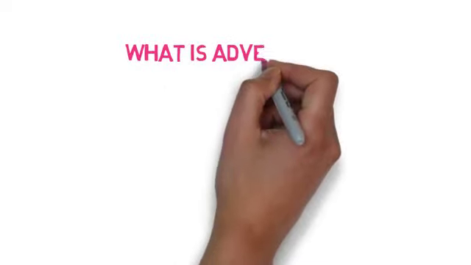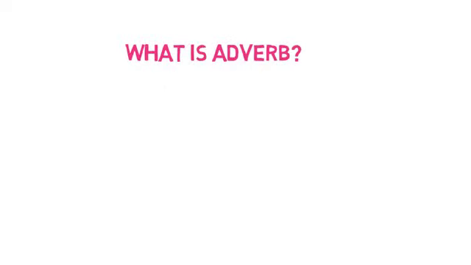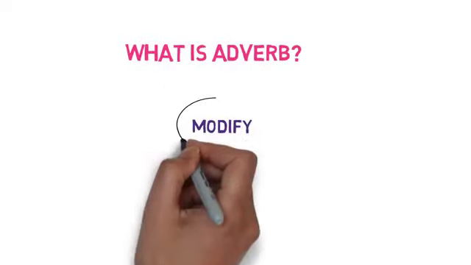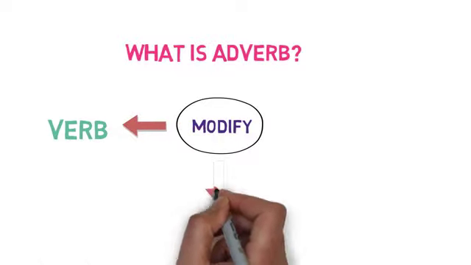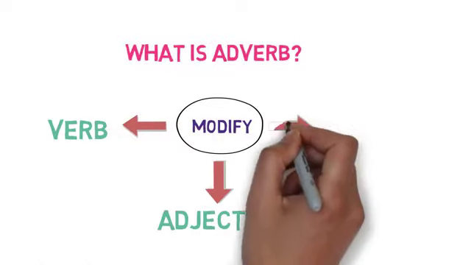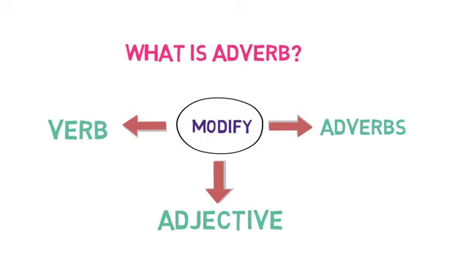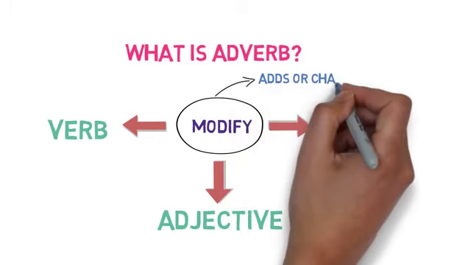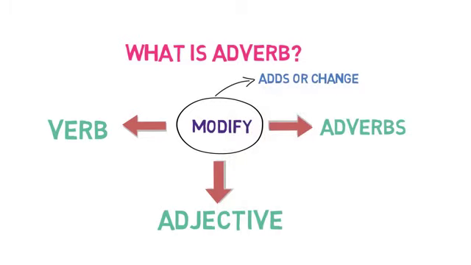What is an adverb? Adverb is a word that modifies a verb, adjective or an adverb in any sentence. What does modify mean here? It means it adds to or changes the meaning of a verb, adjective or adverb in any sentence. Now let's look into each of the 3 modifications with some examples to make things clear.